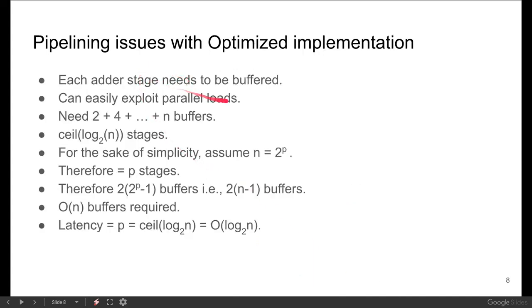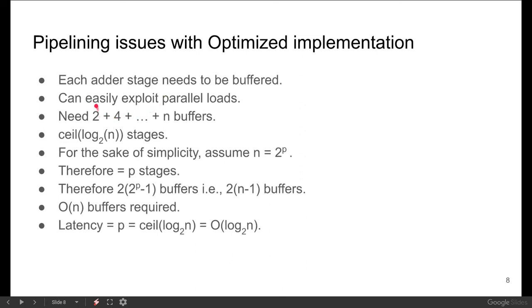Now, pipelining issues with optimized implementation. So now let's look at the optimized implementation. Now each adder stage needs to be buffered, and as a result, this allows us to easily exploit the parallel loads. The number of buffers which we will need is 2 plus 4 plus 8 plus and so on and so forth until we reach n.